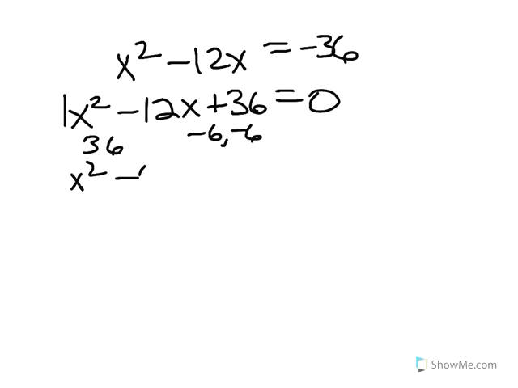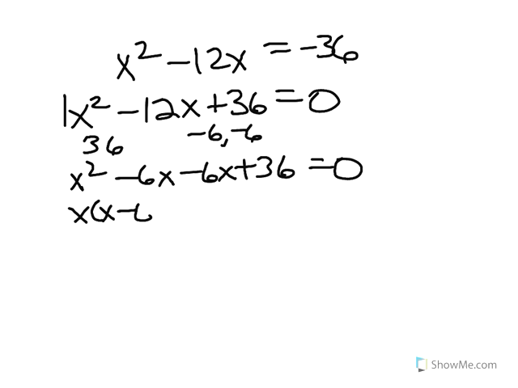So we have x squared minus 6x minus 6x again plus 36 equals 0. The first two terms factor because they have x in common. We have x times x minus 6. Whenever this central sign right here is negative, this one will be too. The third and fourth terms have 6 in common. Negative 6x divided by negative 6 is just x. And 36 divided by negative 6 is negative 6.